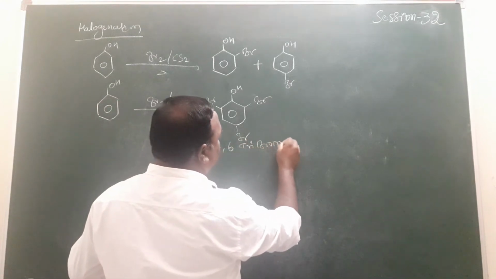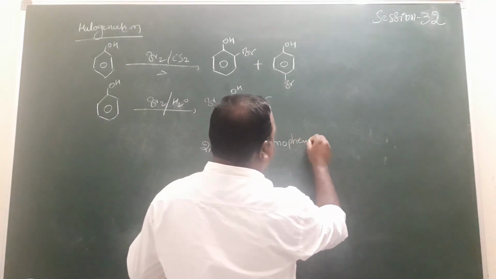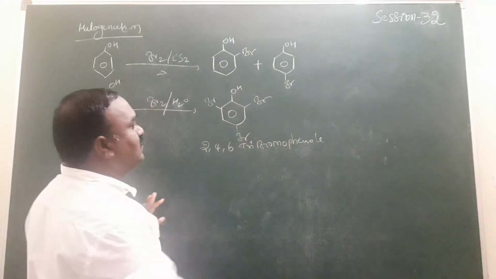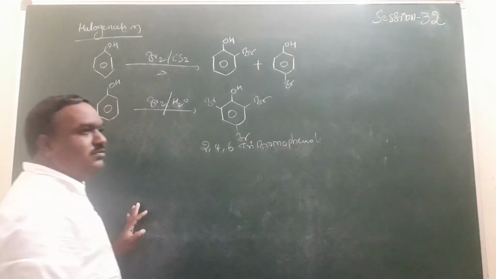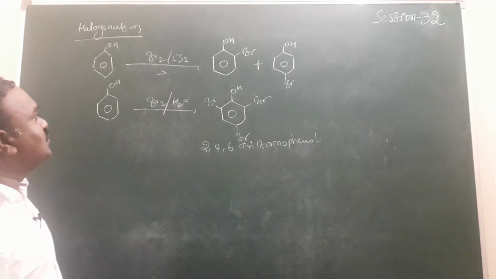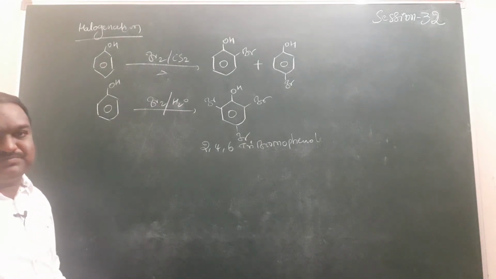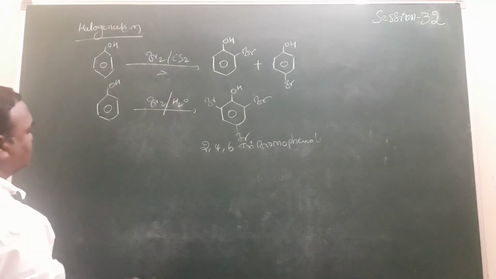2,4,6-tribromophenol. What type of precipitate is formed here? White precipitate. Tribromophenol is formed. It is in a white precipitation state. This is the way to write the products wherever halogenation is given.